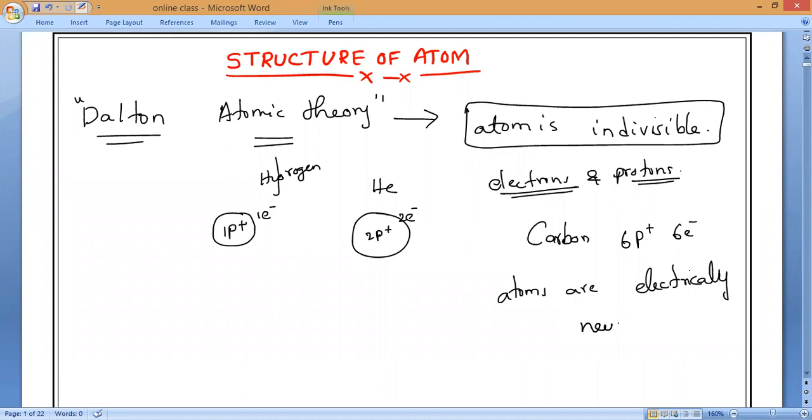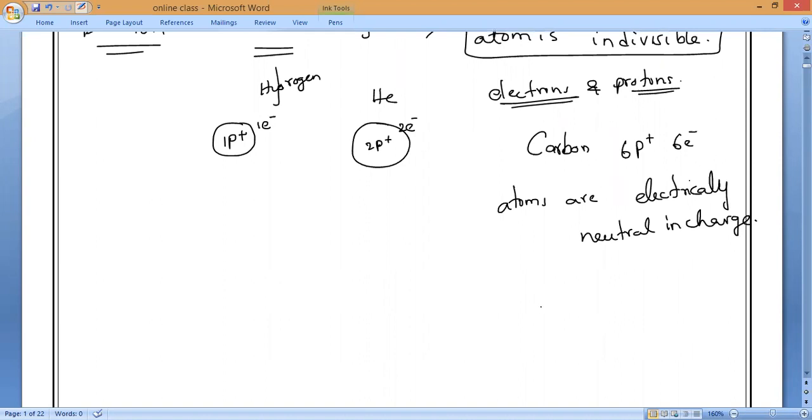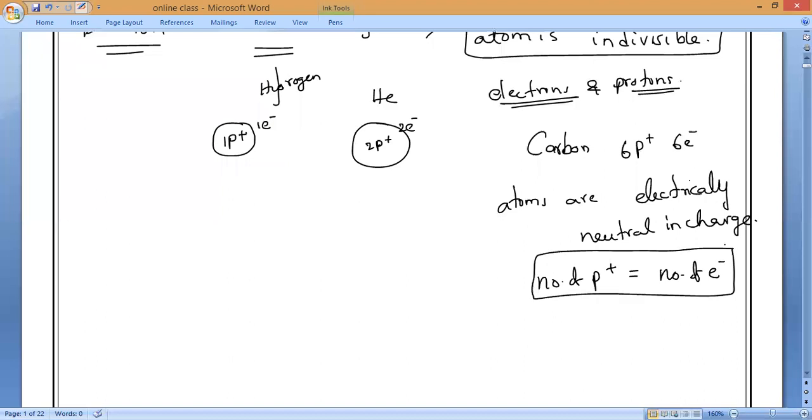Neutral, sir. Neutral charge, so no positive charge and no negative charge, because for every atom it has been proved that the number of protons is equal to the number of electrons. Their charge magnitude is the same, but they are opposite: one is positive and one is negative. That is why atoms are electrically neutral. But a new question arises: how are these electrons and protons arranged inside the atom? Then many scientists proposed different atomic models.